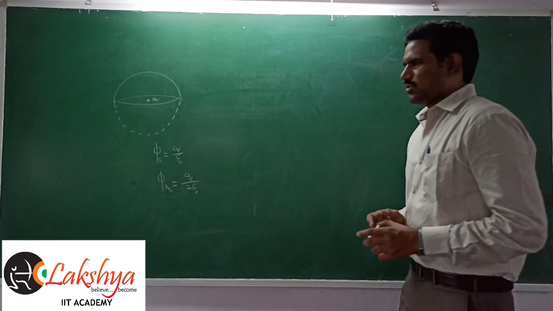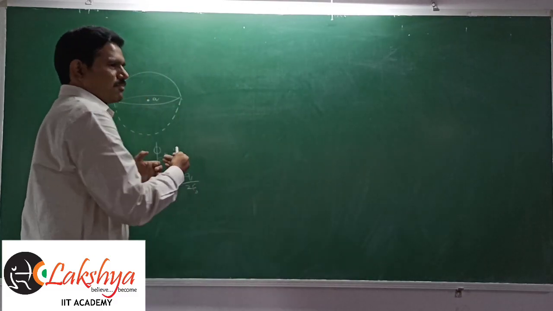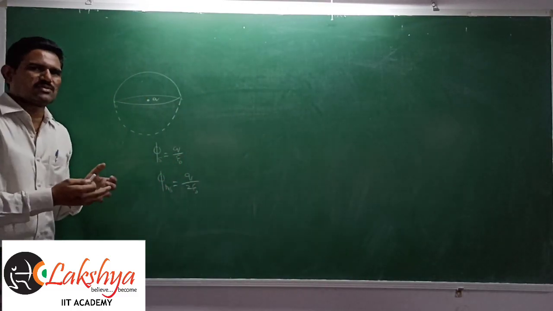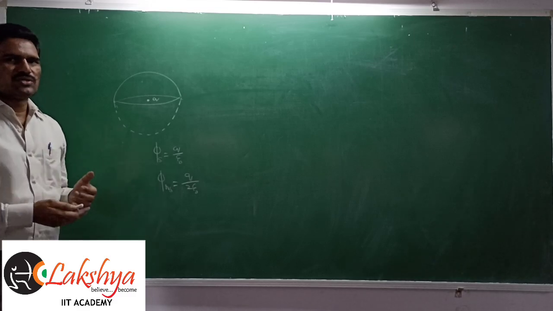So let us see this. That means we are constructing a complete diagram when only a part of the diagram is given for us. So we need to imagine a complete diagram. From that you can do the flux calculations easily.